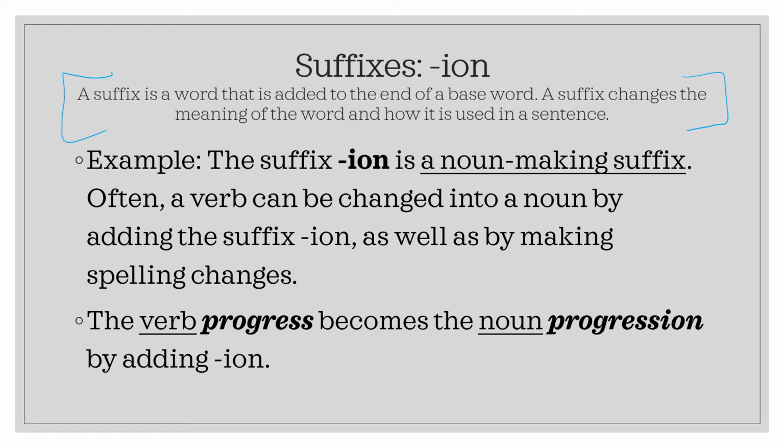So, for example, the suffix ion is a noun-making suffix. The function of this suffix is to change verbs into nouns. Often, a verb can be changed into a noun by adding the suffix ion, as well as by making spelling changes. For example, the verb progress becomes the noun progression by adding ion. So from a verb, we change it to a noun by adding this suffix ion.